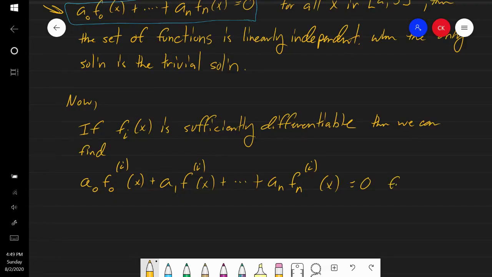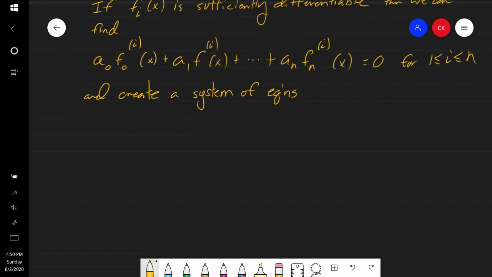And we need to be able to do this for 1 less than or equal to i less than or equal to n. So what this is saying is that our functions have to be differentiable enough to where we can generate what will ultimately be a square matrix. So then we create a matrix from a system of equations in the following way.